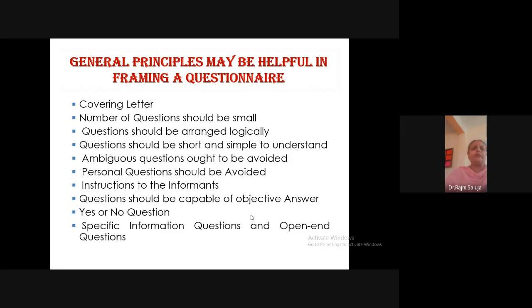Then ambiguous questions should be avoided. The questions which are not very clear, from which we are not getting an idea, should be avoided. For example, if I ask the question, do you smoke? The person will answer yes or no.